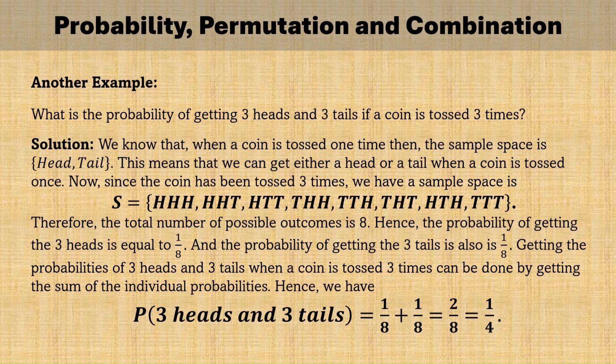Hence, the probability of getting the 3 heads is equal to 1/8. And the probability of getting the 3 tails is also equal to 1/8. Getting the probability of 3 heads or 3 tails when a coin is tossed 3 times can be done by getting the sum of the individual probabilities. Hence, we have the probability of 3 heads or 3 tails is equal to 1/8 plus 1/8 equals 2/8. We simply copy the common denominator and add the numerators. But 2 and 8 are divisible by 2, so we get 1/4.